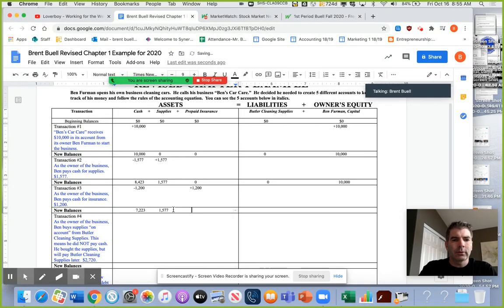It's like you guys have to have car insurance when you drive. It's expensive, but you have to have it. Same idea here. And then over here, we haven't touched this one in a while. We got Butler Cleaning Supplies at a 0. And then owner's equity, we got at 10,000 still.